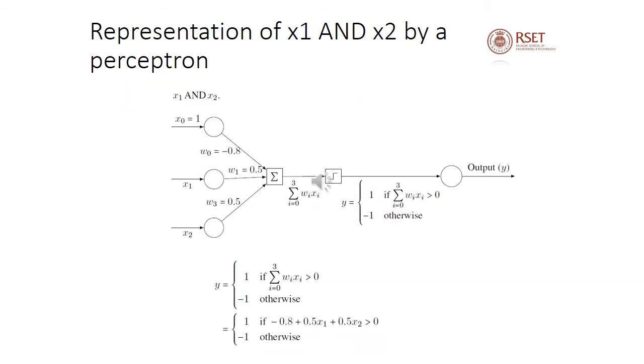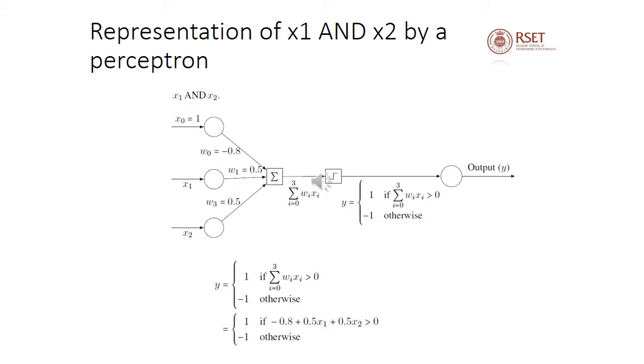Let's see the representation of x1 and x2 by a perceptron. Here the weight values are given: W0 is minus 0.8, W1 and W2. Here you can see the weight values and the different inputs can be taken from the gate. The activation function is: if the sum of wi into xi is greater than 0, the output is 1; if it is less than 0, then it is minus 1. So we can apply here minus 0.8 plus 0.5 into the first input plus 0.5 into x2, which, if greater than 0, gives the output 1.